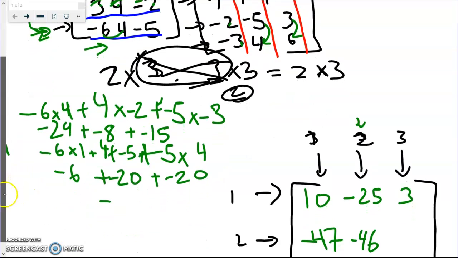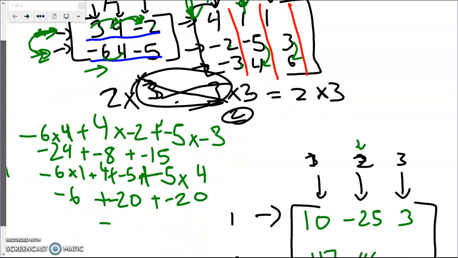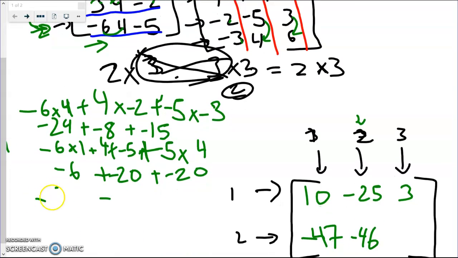We start with the 6 on the left, start with the 1 on top, move our way right, move our way down. Negative 6 times 1, plus, move right to the 4, down to the 3, that's going to be 4 times 3.